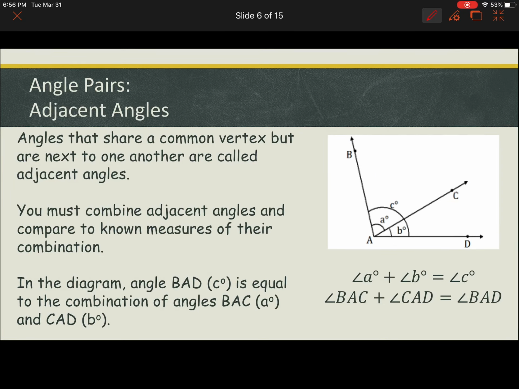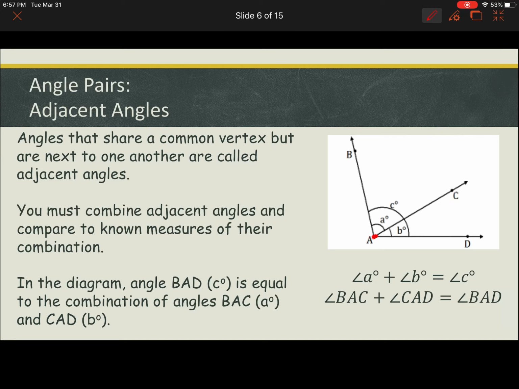The other types of angles that are formed are called adjacent angles. And you kind of already learned about these. So adjacent angles are angles that share a common vertex, again, but they're next to each other. Okay, and that's what the word adjacent means. It just means that they're next to each other.